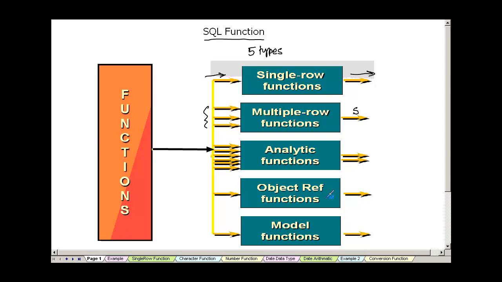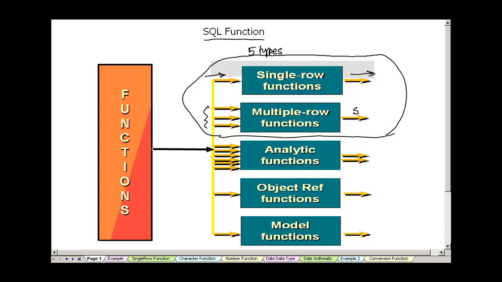For object relational databases, we use various types of object reference functions. And the last one is model functions, which is not that important for this class. So essentially in this class we are going to discuss two types of functions, single row functions and multiple row functions. Multiple row functions are also called aggregate functions.